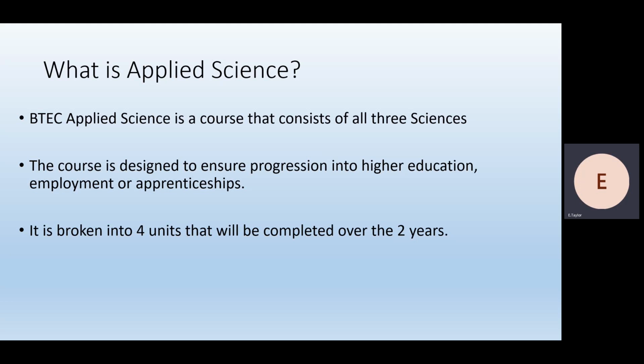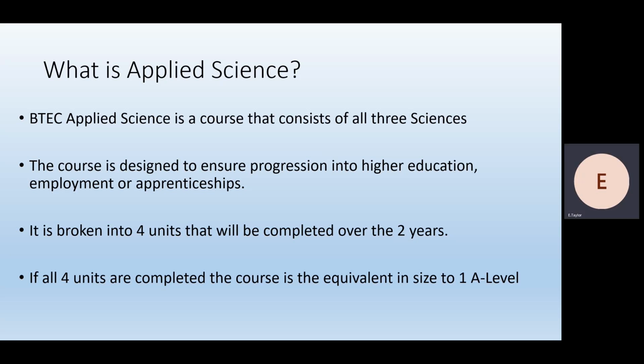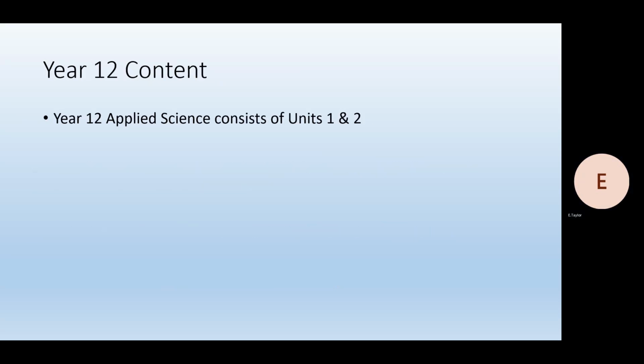It is broken down into 4 units that will be completed over the 2 years. In the first year, you will complete 2 units, and the second year, you will complete the remaining 2. If all 4 units are completed, this is the equivalent to 1 A-level. So first of all, we'll look at what is in the Year 12 content.